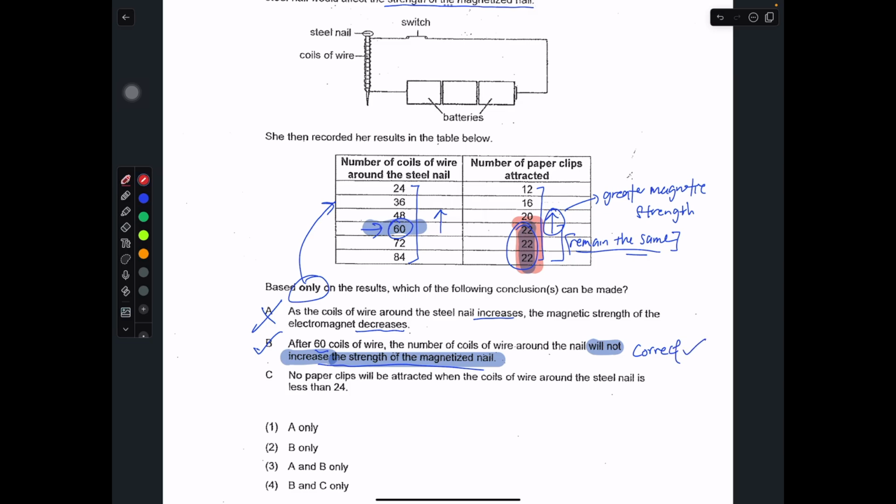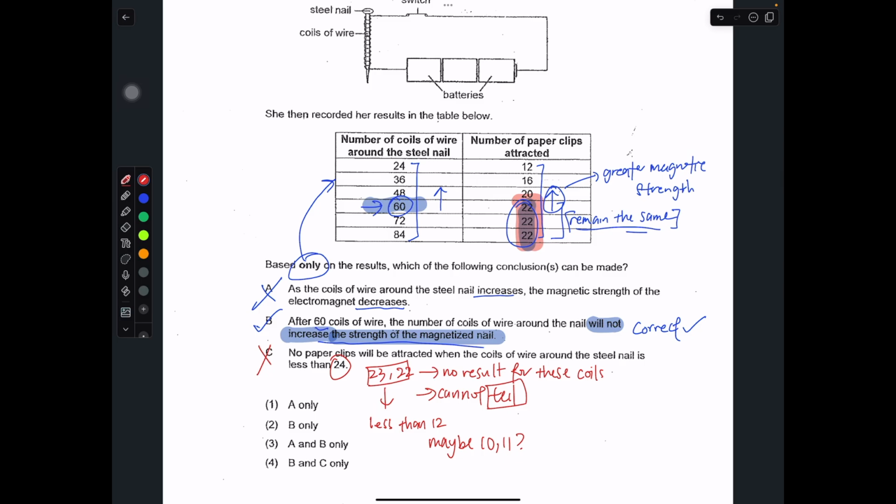No paperclip will be attracted when a coil around the steel is less than 24. You can't tell that because you never test 23, 22. You don't know, you got no result for these coils, so you cannot tell. It may be that when you are doing 22, 23, it may attract less than 12, maybe 10 or 11. You don't know. If you never test, you can't conclude.